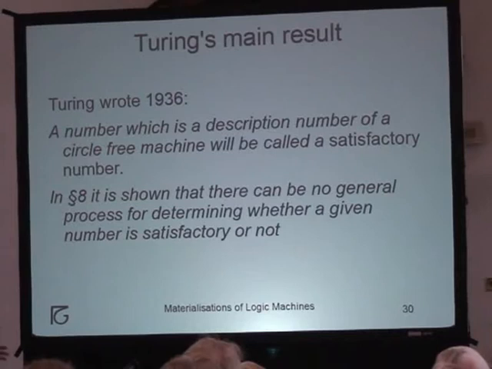And before I come, with this split tape machine, to what Hasenjaeger did with it, I would like to give some extra remarks about Alan Turing. Very few people read his original paper on computable numbers with an application to the Entscheidungsproblem, although at least the first part is fairly understandable if you have some mathematical background. But nevertheless, he found out that a number with a description number of a circuit-free machine we'll call a satisfactory number. That's a mathematical definition. And by the way, it's an endless machine then. Theory has later changed to Turing machines that halt. If you look up Turing machines, you will see the famous halting problem. That was not one that Turing himself used. And he found out, this is paragraph 8 of his paper, that there can be no general process for determining whether a given number is satisfactory or not.